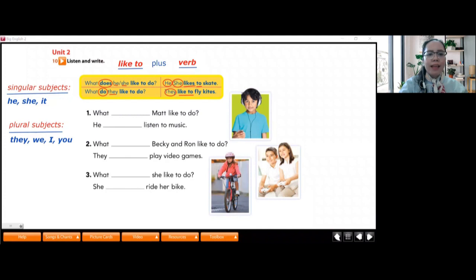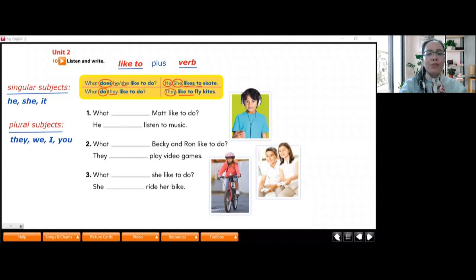What does he like to do? He likes to skate. What does she like to do? She likes to skate. What do they like to do? They like to fly kites.